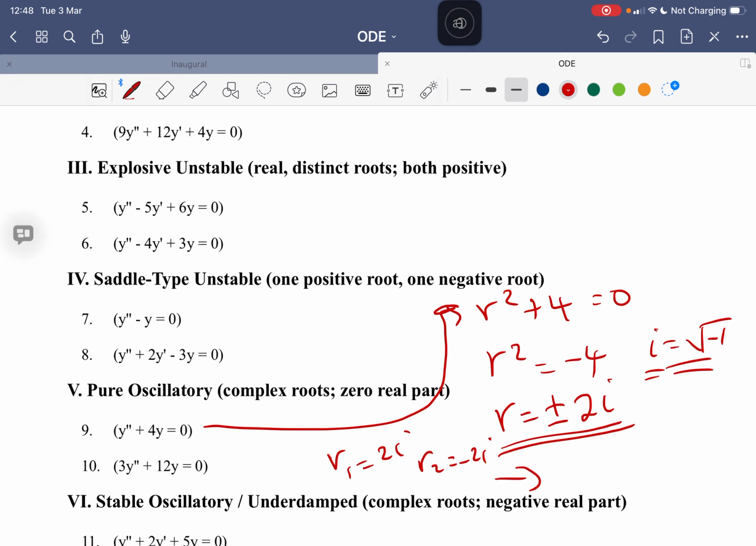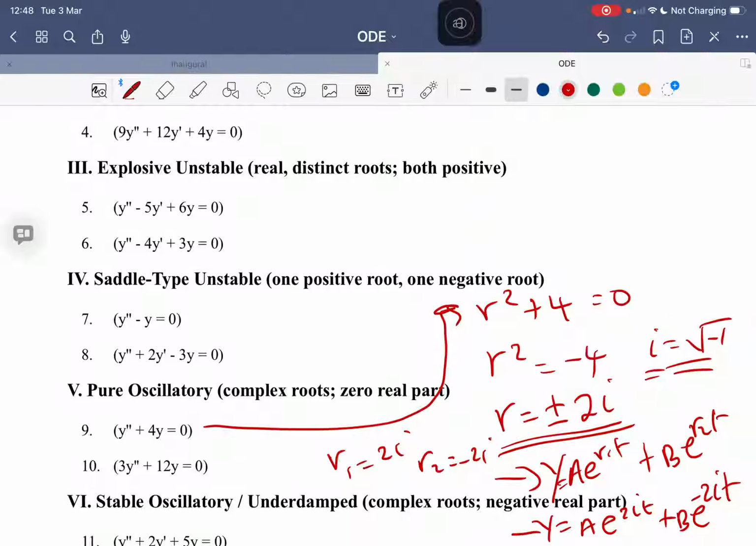If we substitute this directly into our normal expression of the solution, a exponential r1t plus b exponential r2t, we will end up with y being a exponential 2it plus b exponential minus 2it. Right, so that is our solution to this.